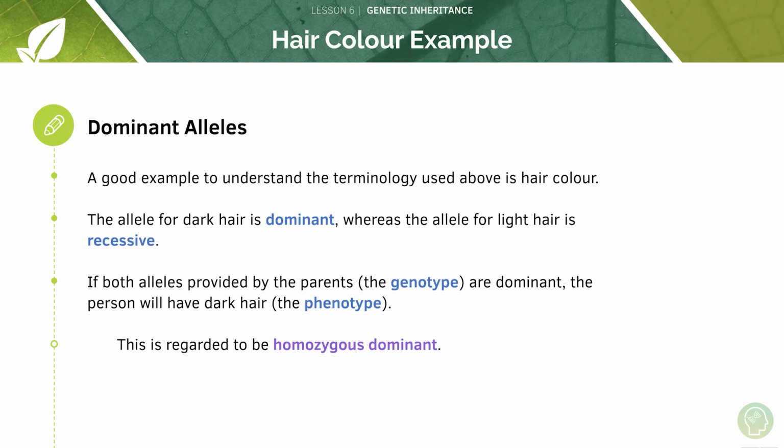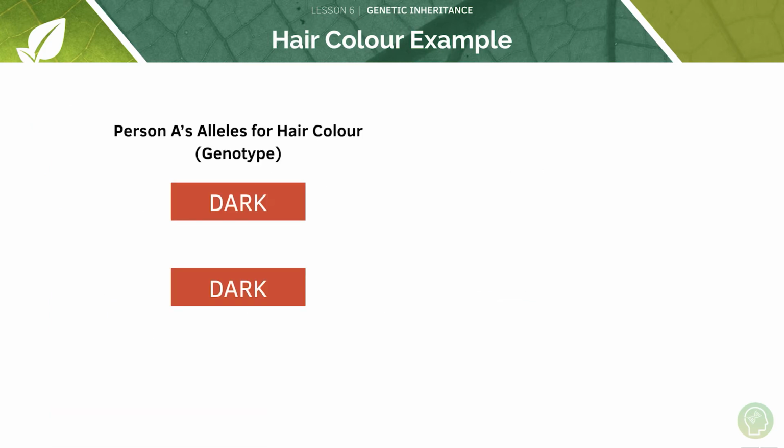We say homo because we're referring to only one type of allele, because both alleles are dominant. It's not one recessive and one dominant allele, it's both dominant, therefore we say homozygous because both alleles are the same, and the stem homo means the same, or one. Now let's have a look at this example to make it a little clearer.